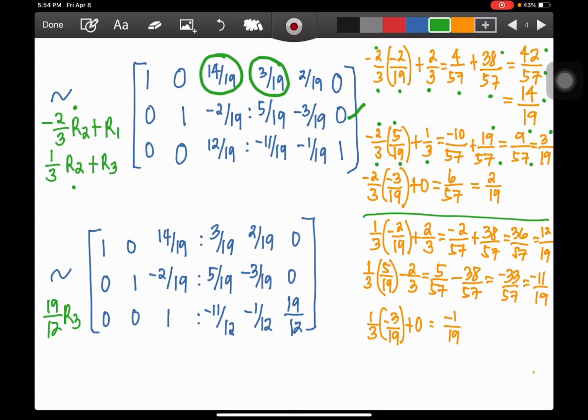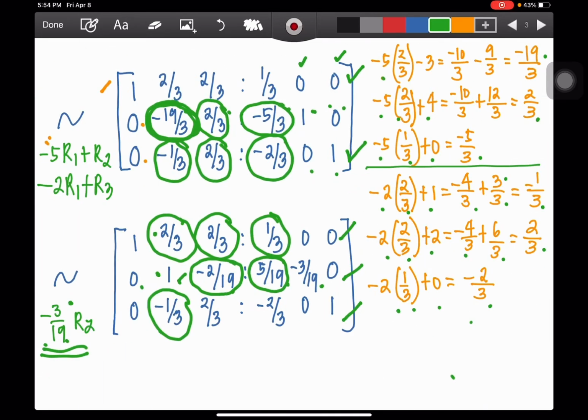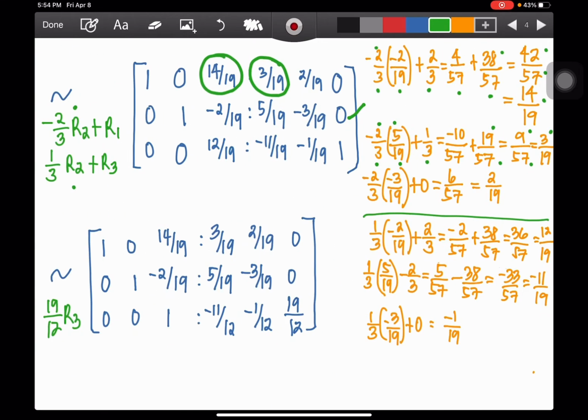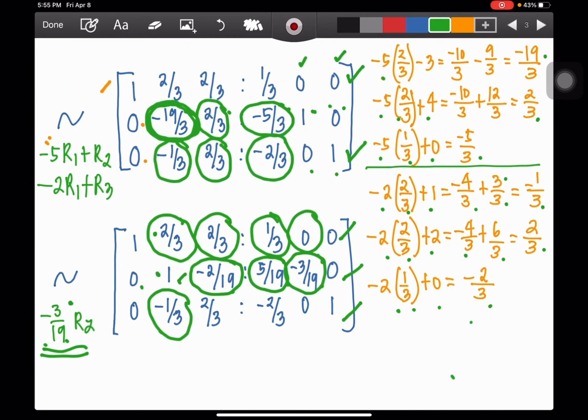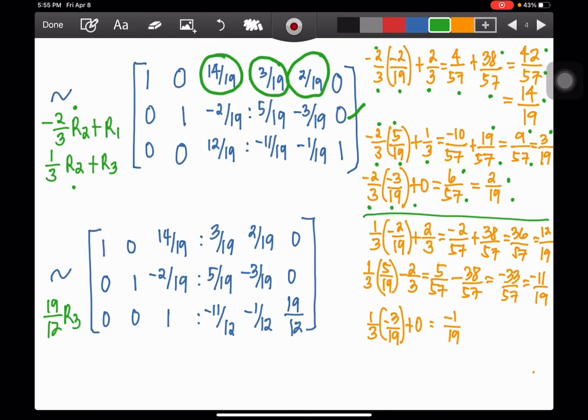Okay, next is multiply negative 2/3 by negative 3 over 19 plus 0. So negative 2/3 multiplied by negative 3 over 19 plus 0 is positive 6 over 57, which is 2 over 19 when simplified. Okay, now since this is 0, it's not a problem. So the output here is going to be 0. Okay, let's proceed to row 3.